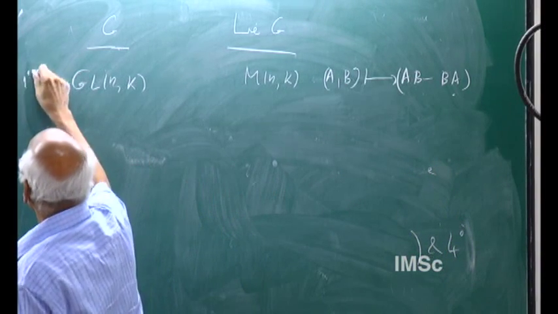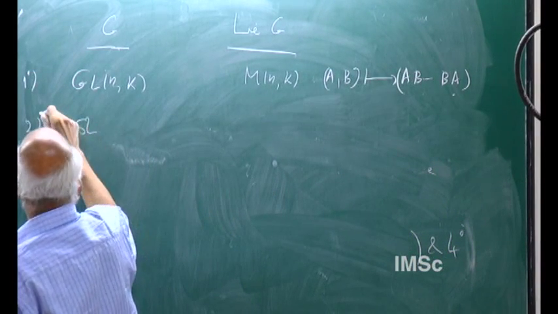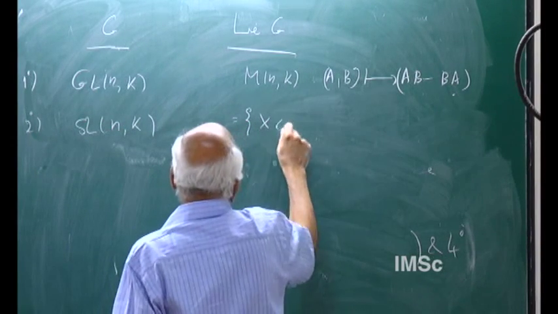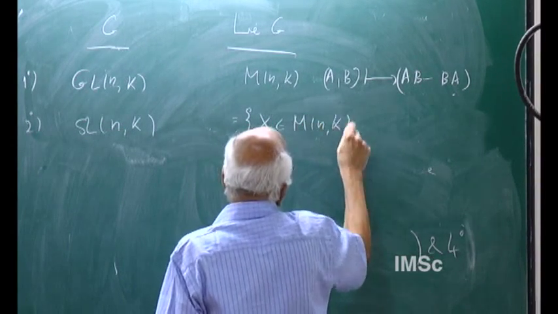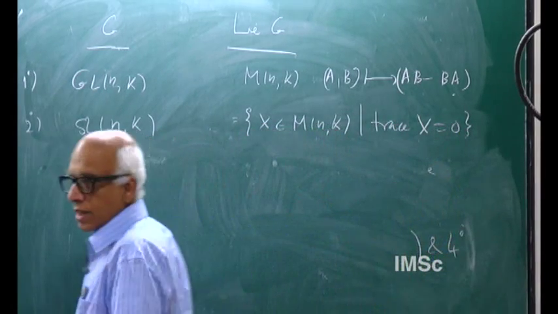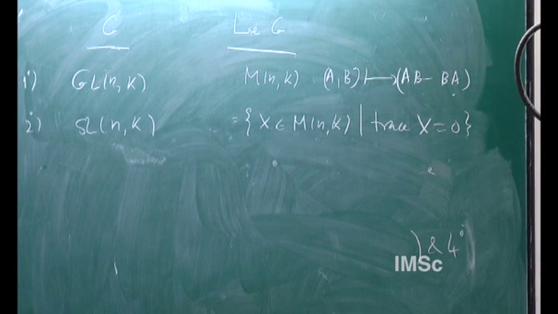This is one. The next one I gave is SL_n(K). Here it is X in M_n(K) with trace X equal to 0. SL_n(K) by definition is the set of matrices with determinant 1, and the infinitesimal version of determinant is the trace, so to speak. If you look at the determinant map from GL_n to K, you can calculate its tangent map at the identity, and that turns out to be the trace map.